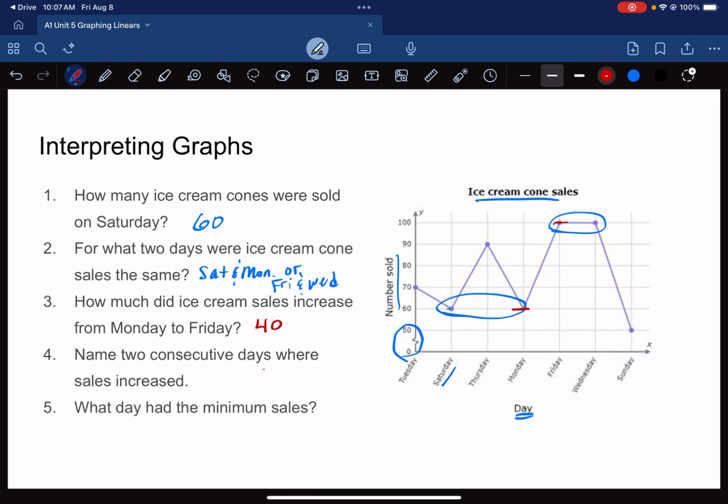Name 2 consecutive days where sales increased. Well, I don't see 2 consecutive days where sales increased. We increased on Thursday, but then we decreased again on Monday. They increased on Friday, but then they didn't increase on Wednesday or Sunday. So this is, I would say, none.